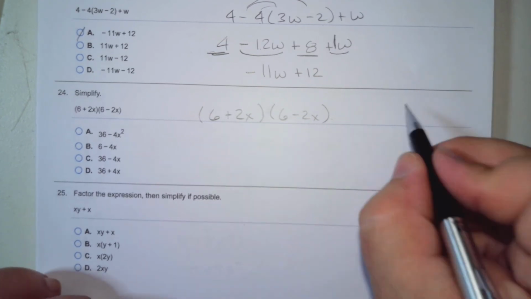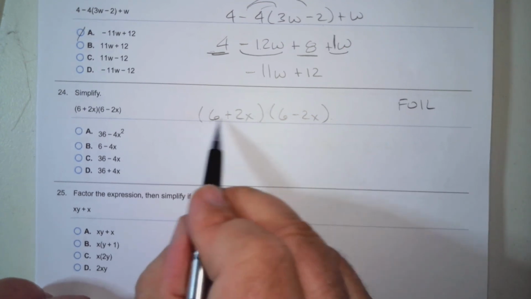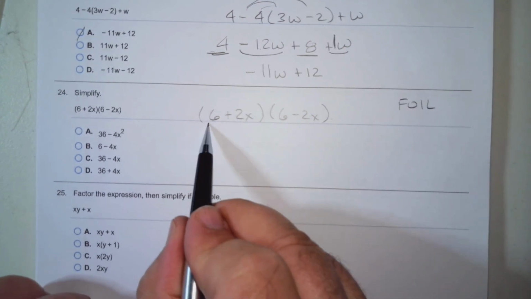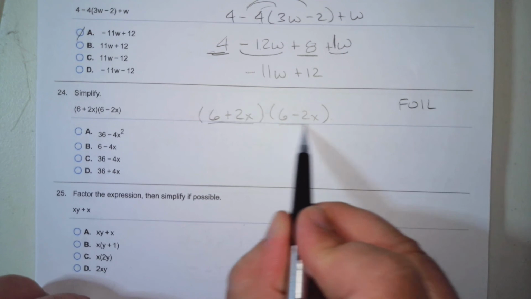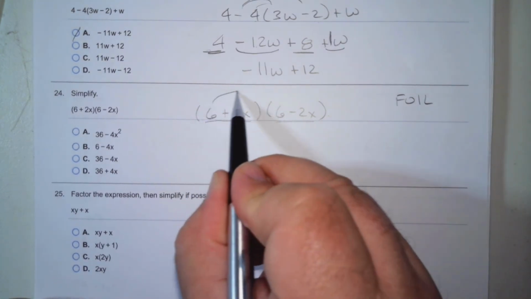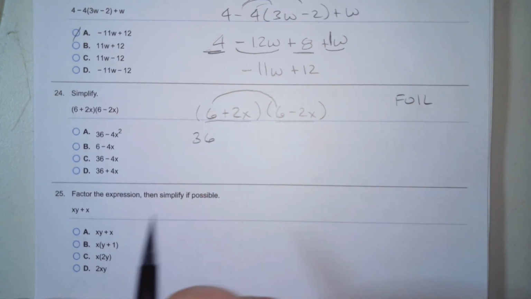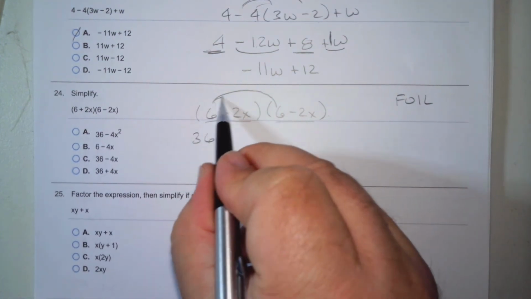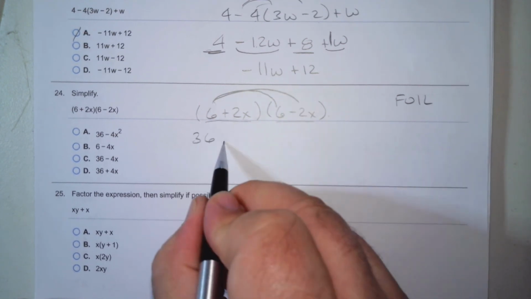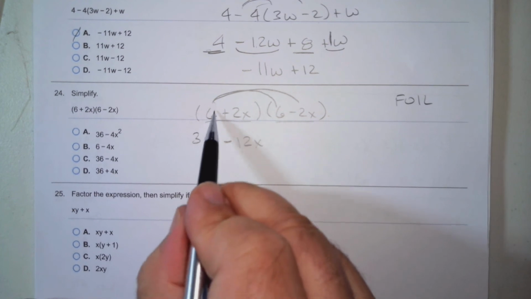Okay, this is what we call the FOIL technique. Whenever you have two binomials, two terms, everything in this first parenthesis has to multiply to everything here. So let's try. Positive times positive. 6 times 6 is 36. 6 positive times negative is negative. 6 times 2 is 12x. So that takes care of that number.